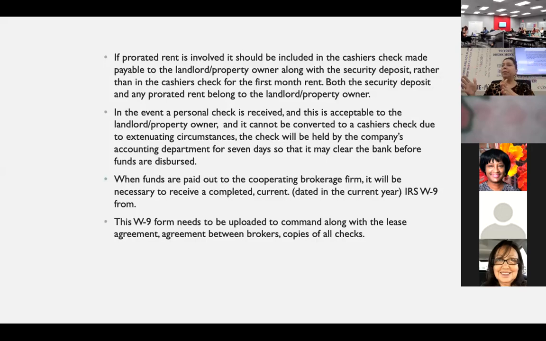So that's not enough to cover all the brokerage fees, right? So that's a prorated amount. So that amount plus the security deposit needs to be cut to the landlord in one check, given to him upon execution. And they're also going to cut a full month's check payable to the brokerage at execution. So still 2 checks, but the security deposit check includes the prorated amount.